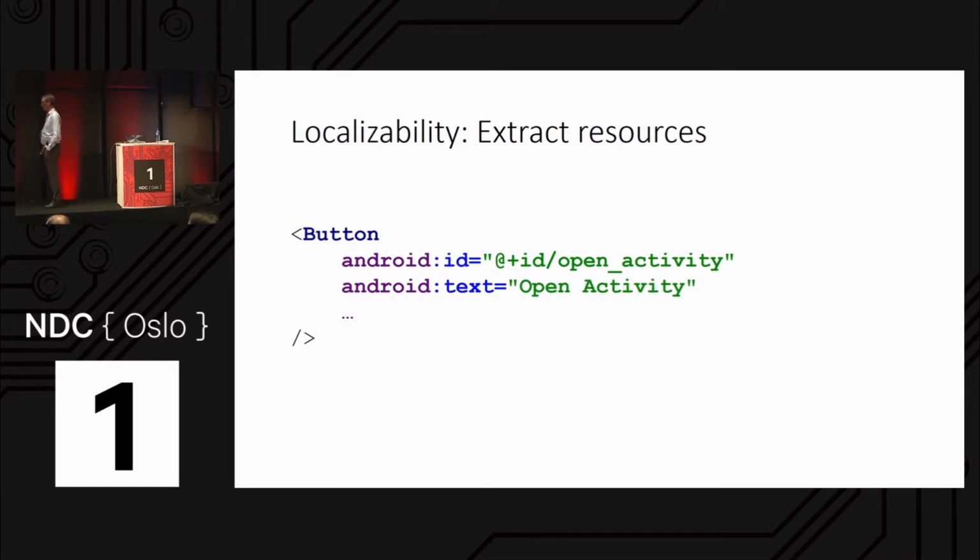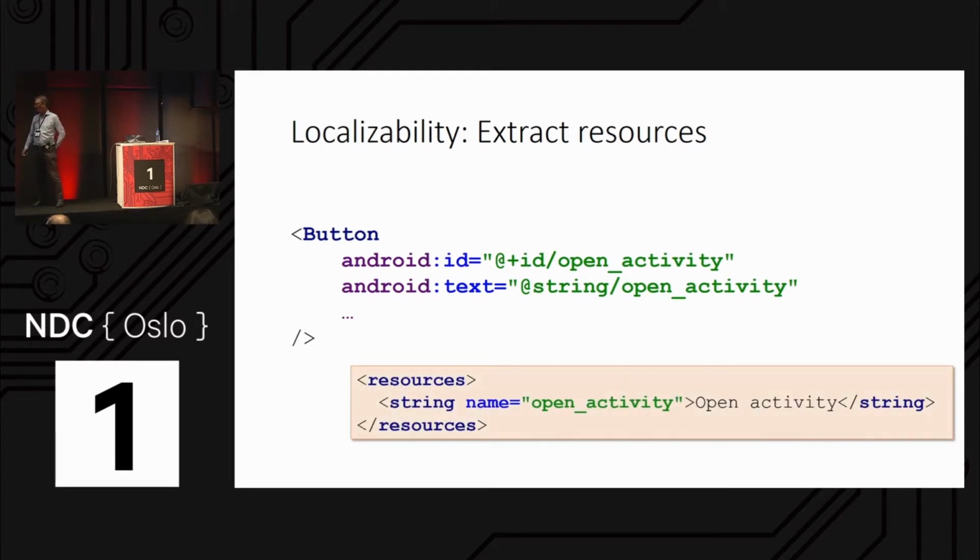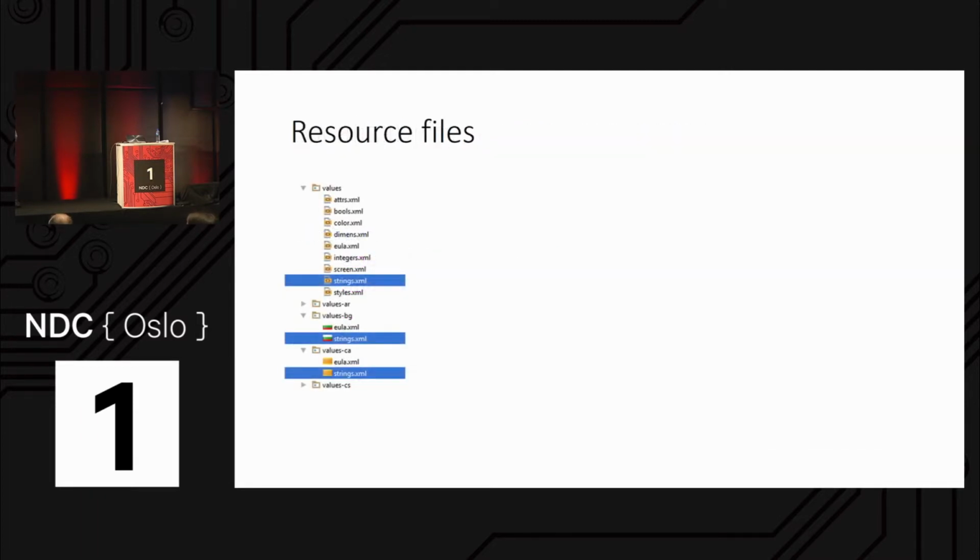This is a bit of a UI from an Android application, and it has a hard-coded string in it. The button text says open activity. To make this localizable, we just extract that string into a different text file, an XML file, and reference it from the UI code. The actual resource file looks something like this. Once you have done that, you have done the localizability part.